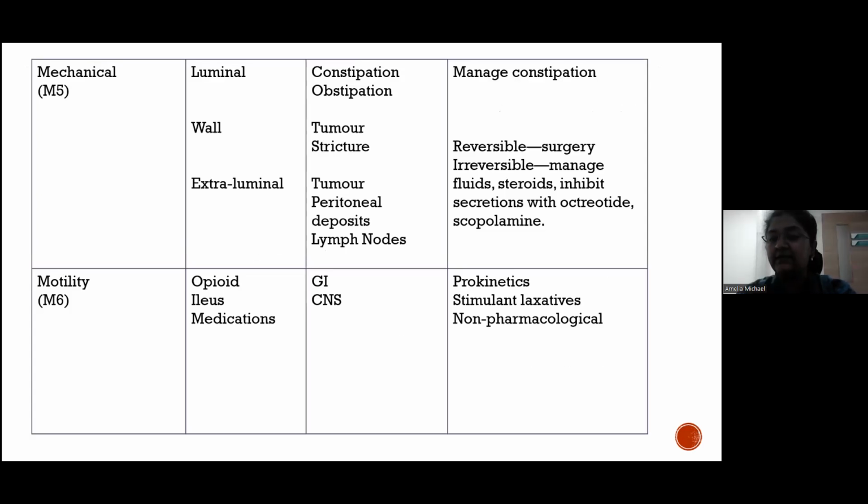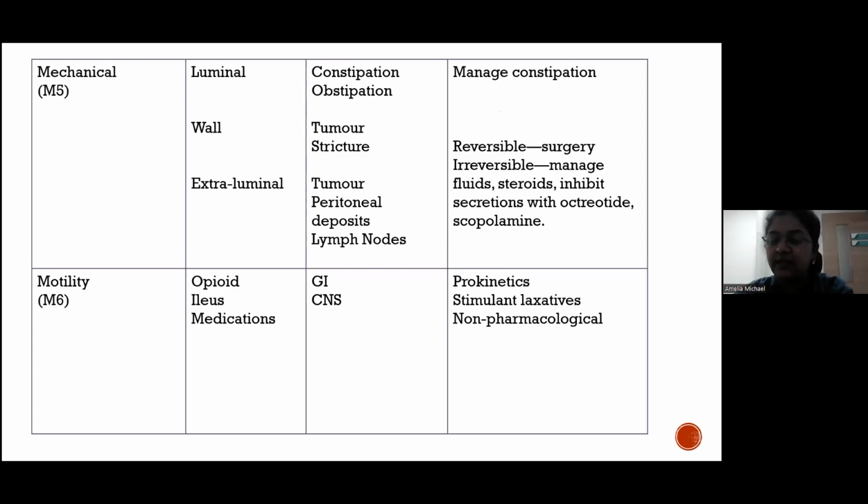Mechanical, again, as in malignant bowel obstruction, please remember that the obstruction can either be within the lumen, in the wall of the intestine, or it can be serosal or peritoneal and omental. Any of these reasons can cause malignant bowel obstruction.